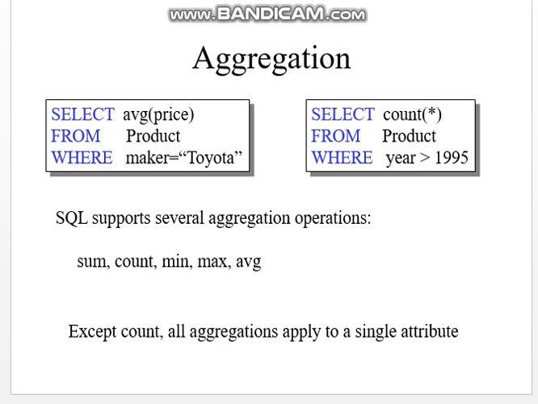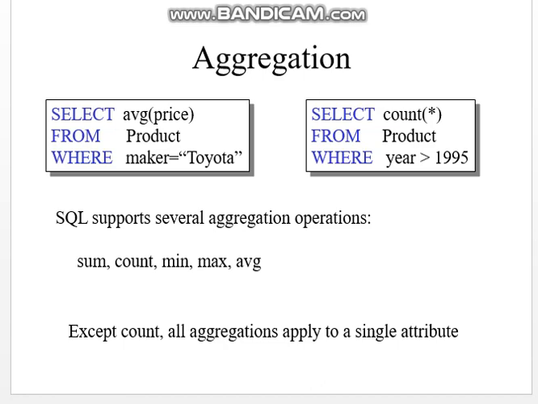SQL supports several aggregation operations like sum, count, min, max, average. Except the count function, all the aggregate functions are applied to a single attribute. We will see aggregate functions in detail one by one.